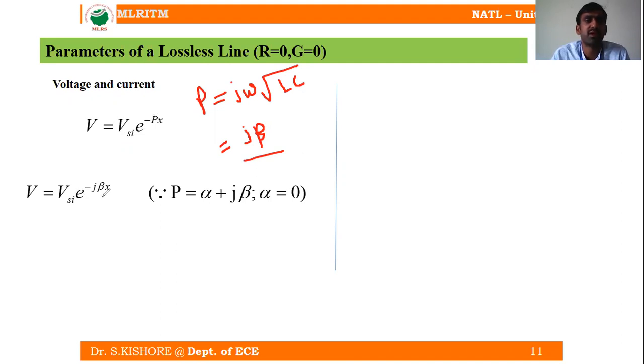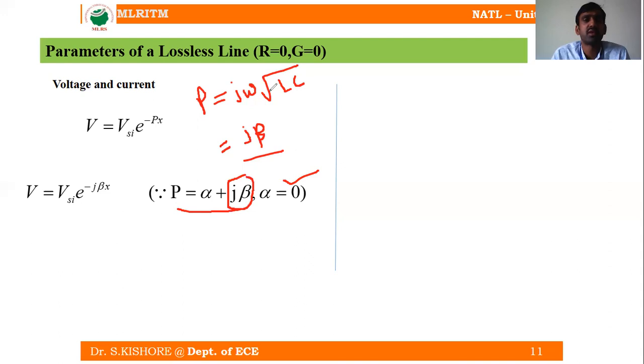So I can write for a lossless line, V is equal to Vsi into e power minus j beta x. Since P is equal to alpha plus j beta, and alpha is equal to 0, P is nothing but j beta. You can express it either way.